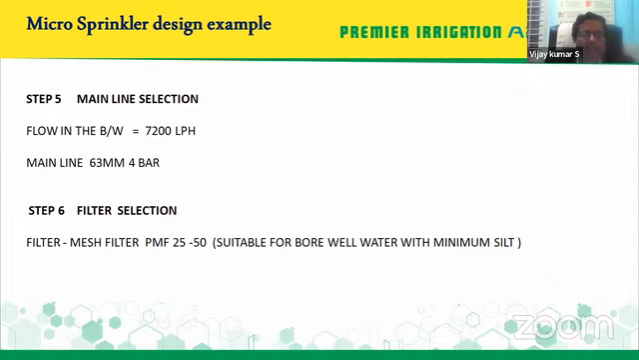Once that is completed, since it is a micro sprinkler and the water may contain silt particles and other sand particles, we need to filter it, and therefore we will go for the filter selection with a 2550 plastic screen filter, a very simple screen filter. 2550 means 25,000 liters per hour capacity and a 50 millimeter inlet and outlet, so that the water particles don't go and block the nozzle of the sprinkler.